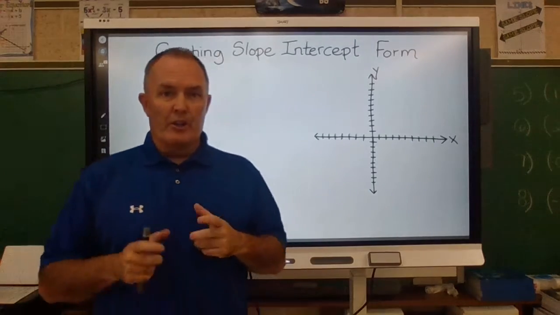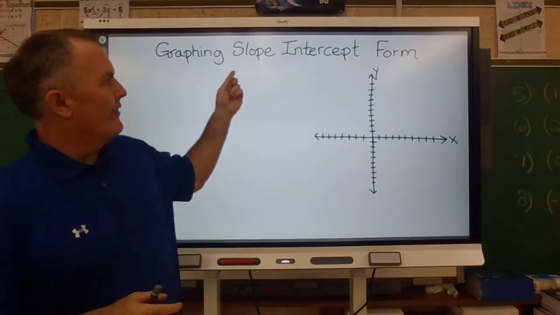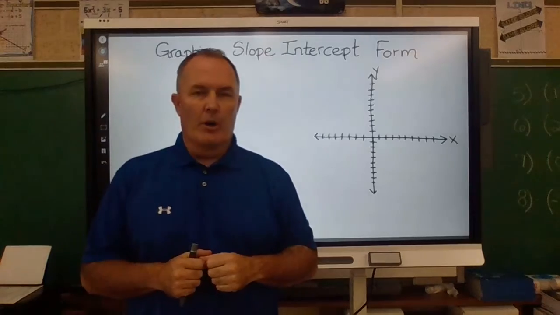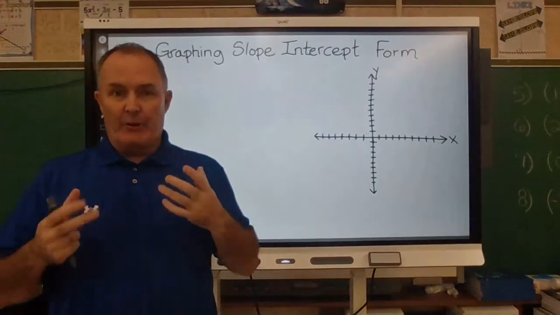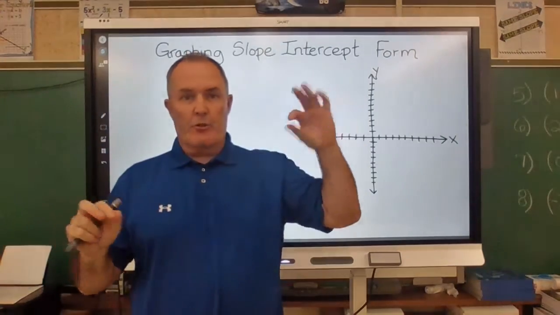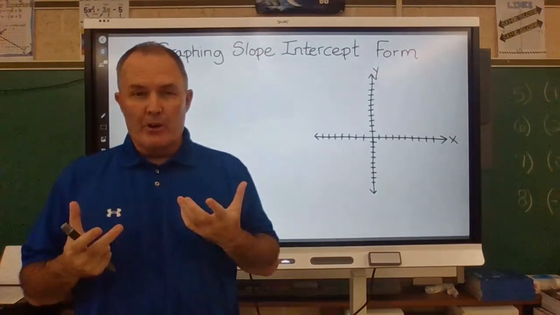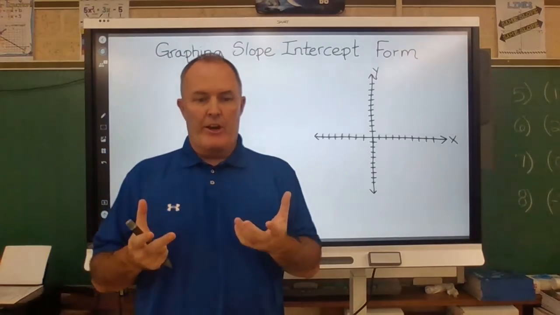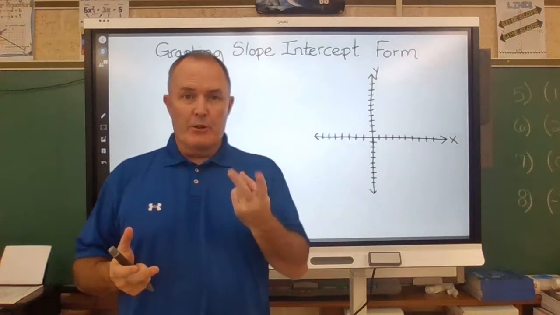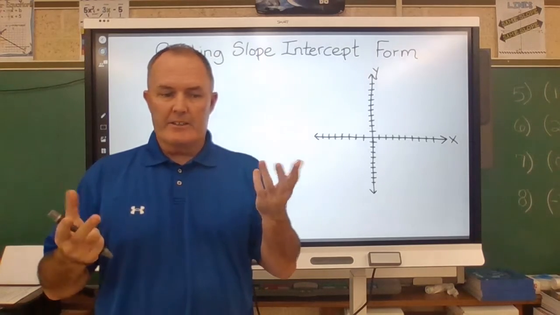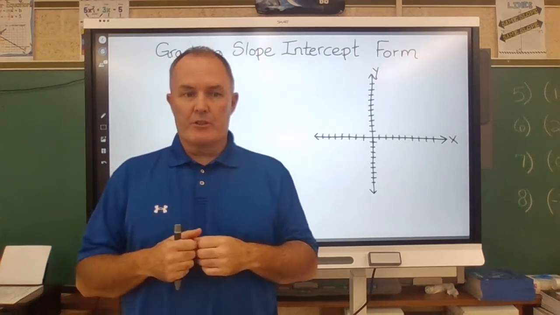Okay, in this video, we are going to discuss how to graph when you have slope-intercept form. Slope-intercept form is a linear equation, which obviously will give you a straight line as we graph it. In my own personal opinion, I think it's the easiest equation to actually graph because it has two components, the slope and a y-intercept, which are all you really need to graph a straight line.